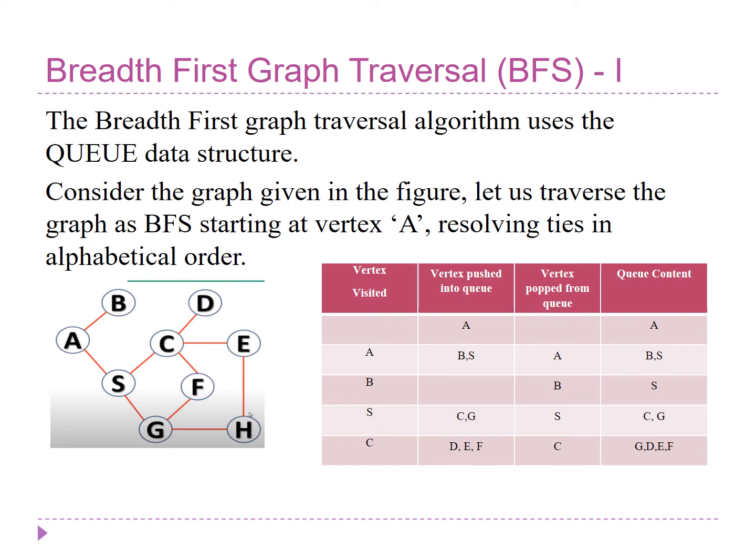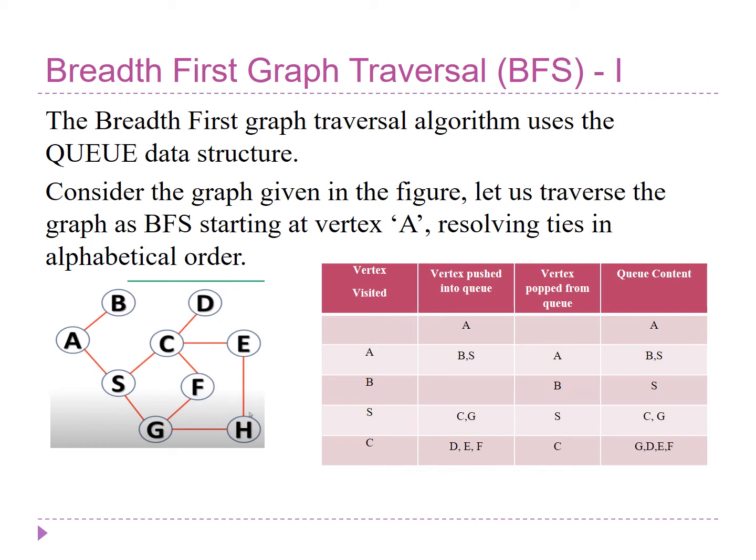The first column in the table represents the vertex that is visited at that particular instance of the procedure. The second column represents the vertex that is pushed into the queue at that instance, and the third column represents the vertex that is popped from the queue. The fourth column represents the queue content at that instance. Since we start the traversal from the vertex A, we push the vertex A into the queue. Now the queue content is A.